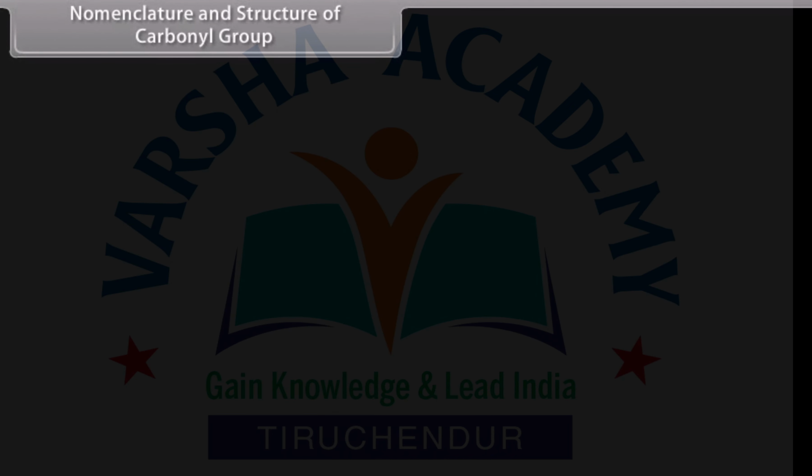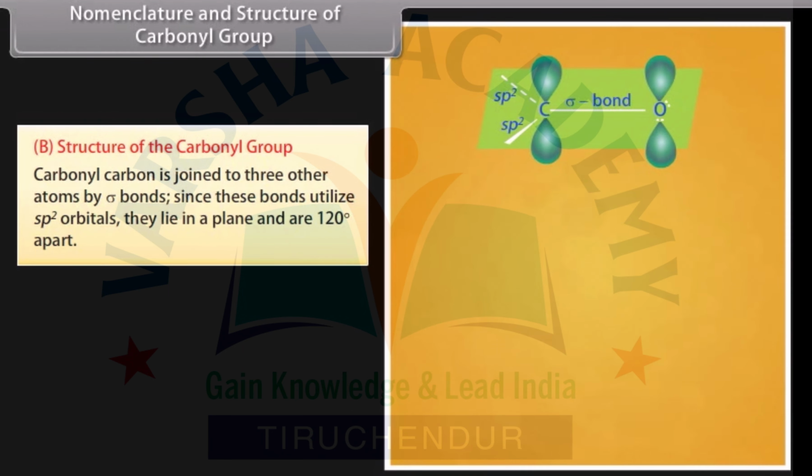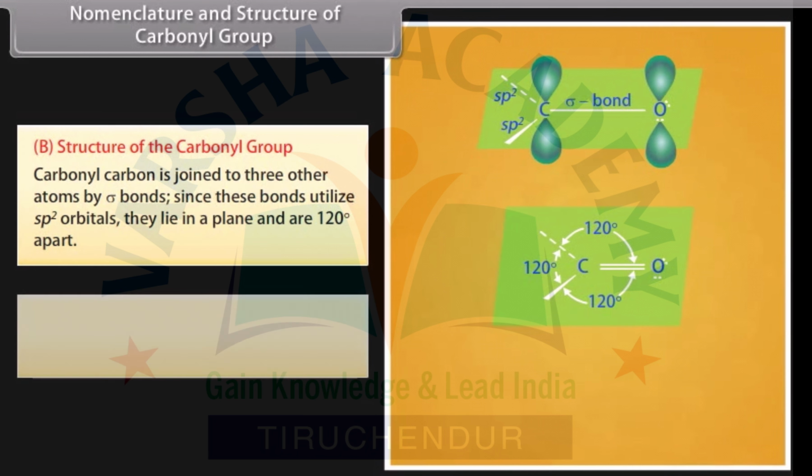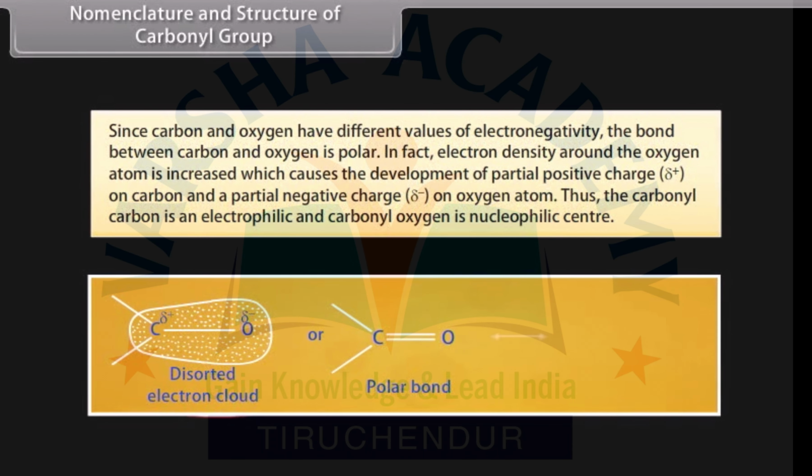Nomenclature and structure of carbonyl group. Structure of the carbonyl group. Carbonyl carbon is joined to 3 other atoms by sigma bonds. Since these bonds utilize sp2 orbitals, they lie in a plane and are 120 degrees apart. The remaining p orbital of carbonyl carbon forms a pi bond with oxygen atom. Carbon and oxygen are thus joined by a double bond. Since carbon and oxygen have different values of electronegativity, the bond between carbon and oxygen is polar.